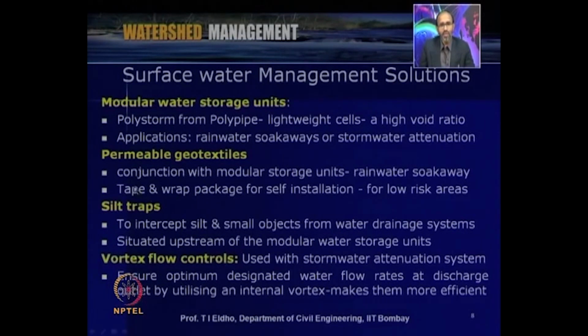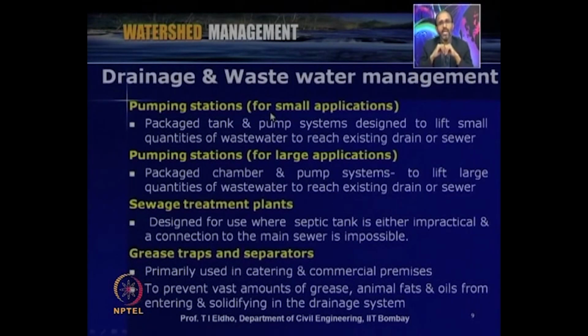Then vortex flow controls. This is used with the stormwater attenuation system to ensure optimum designated water flow rates at the discharge outlet by utilizing an internal vortex, which makes them more efficient. So, like that, the same water available from rainwater or stormwater as a surface water source, we can give appropriate treatments, and that recycled water we can use for a particular use like either domestic or agricultural or other industrial purposes. Now, the second one is drainage and wastewater management.